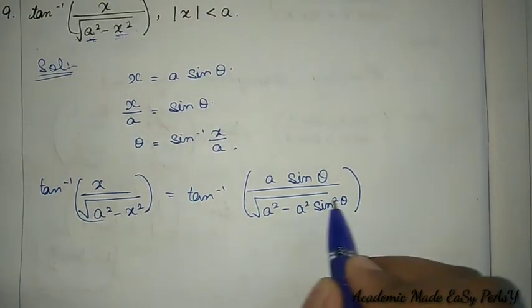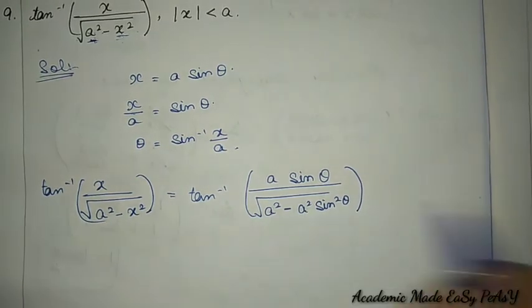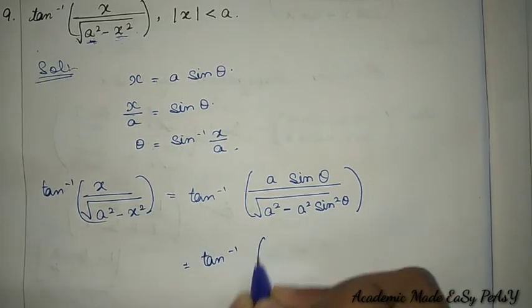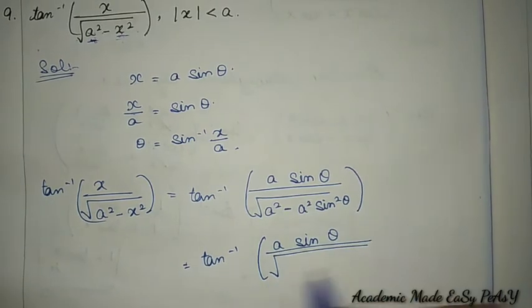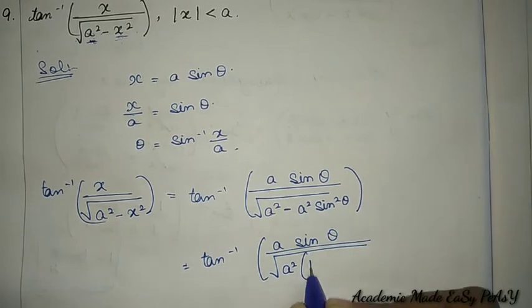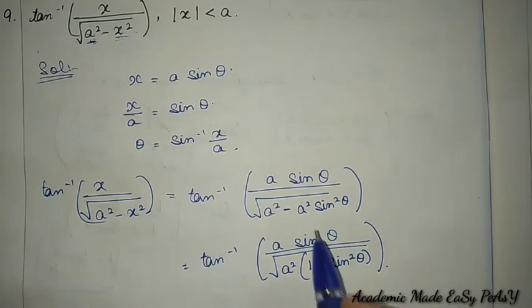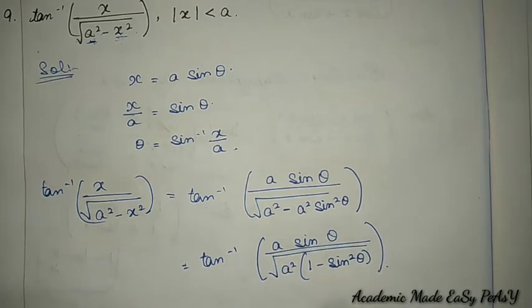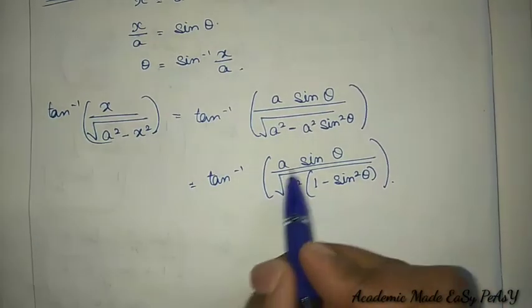Fine. So a square sine square theta is there. Now I have a common factor, so I can take it out. So tan inverse of a sine theta divided by root of a square into 1 minus sine square theta. Here this is of the form sine by cos. What is 1 minus sine square theta? It is cos square theta. Since it is under the root, I will take only cos so that I will get my tan. So only I have substituted like this.